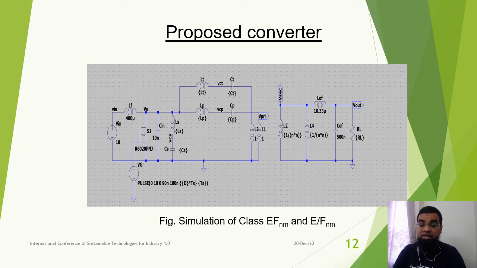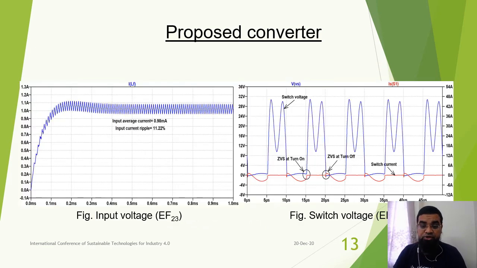And this is our simulation circuit. We have simulated the circuit so far, and we have got simulation results, as I am going to show you. On the left, we have got the input voltage. As you can see, if we change N or M, it can have different values. So if it's an EF23 inverter, you can see the input current of this inverter, and you can see the switch voltage.